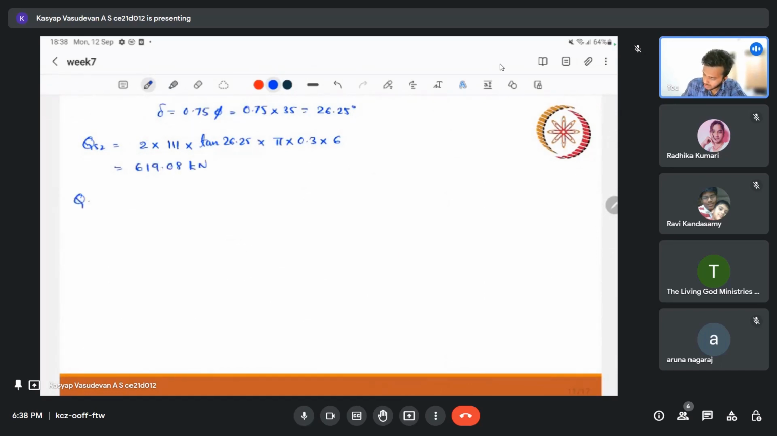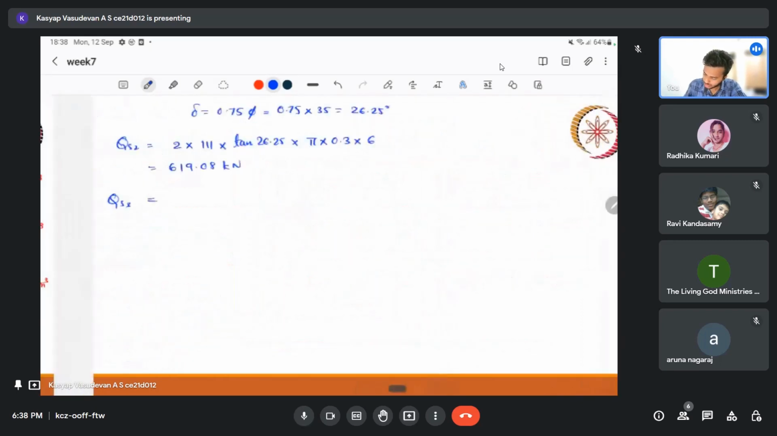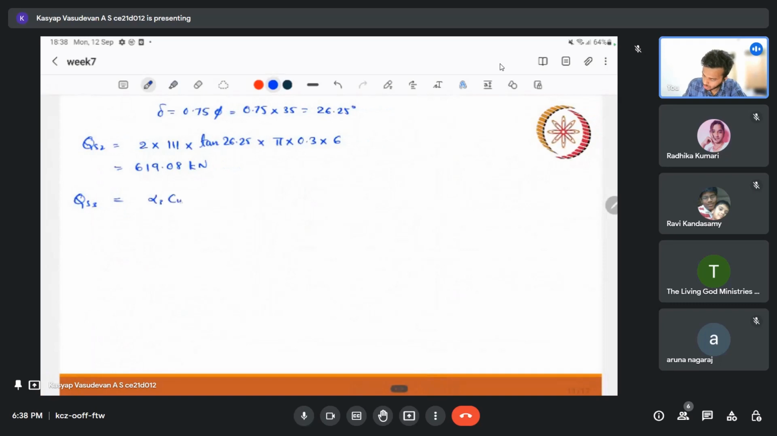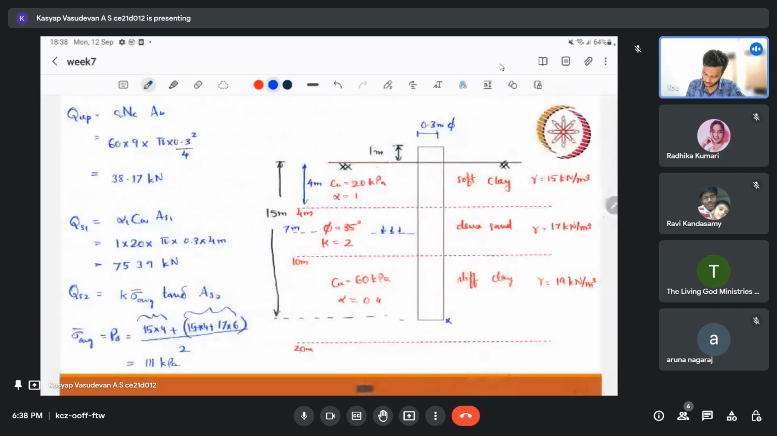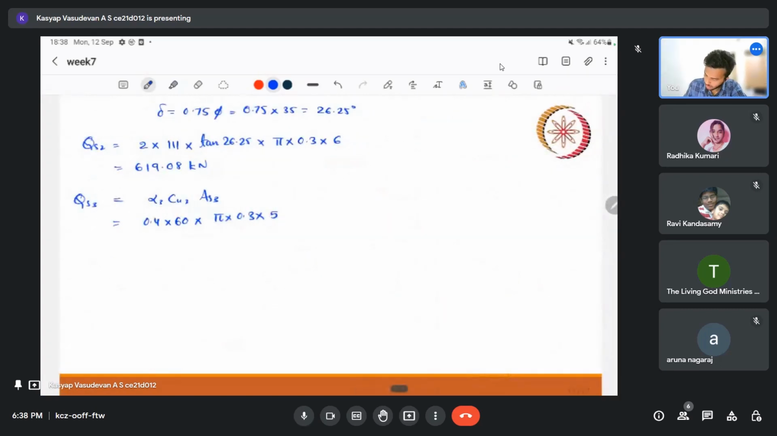For the last layer, the third layer, we can do the same thing: alpha3 Cu3 into As3. Alpha3 is 0.4, Cu3 is 60, and As3 is pi d, 0.3, into L. L is from 10 to 15 meter, so 5. This turns out to be 113.097.